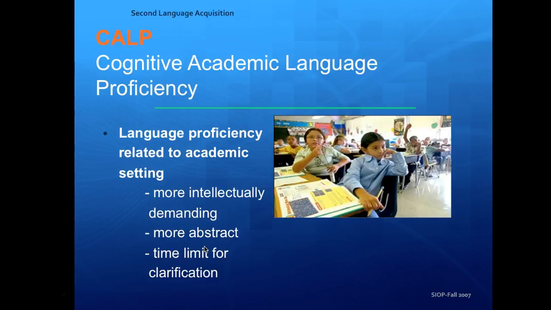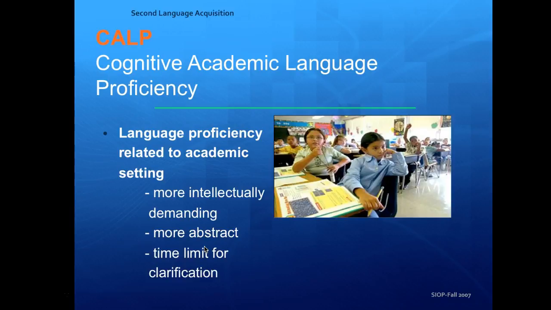The cognitive academic language proficiency, the CALP, is what we have in school. I was talking about school language. Language proficiency related to academic setting is more intellectually demanding, harder, more abstract, and there's a time limit for clarification. Those of you who have had to work through curriculum and move through pages without the opportunity to stop, pause, and reteach, understand exactly what's happening with these kids.